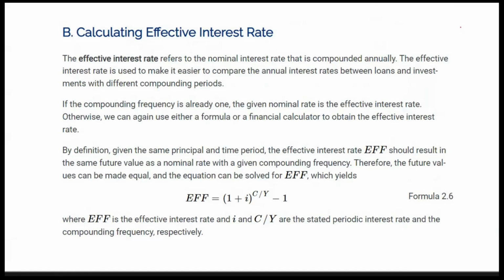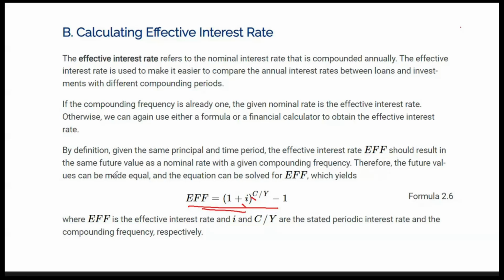this formula here. If you have two investments, use this formula because the I is going to be different, the C is going to be different for the two investments. This is a bit of heavy algebra. They're showing you how to do it. They say give the same principal, time period, effective rate, and so on.